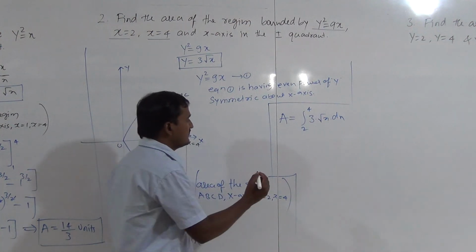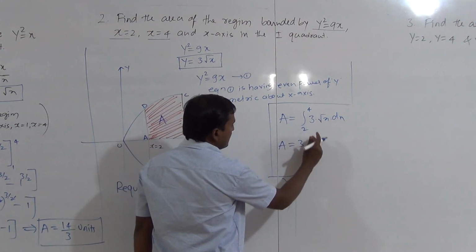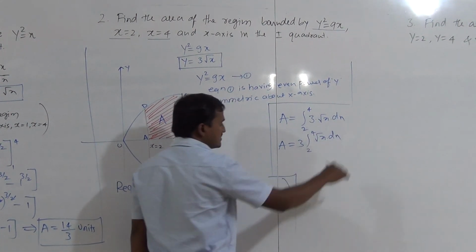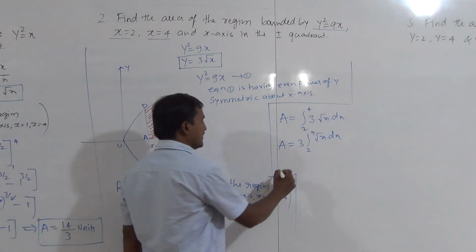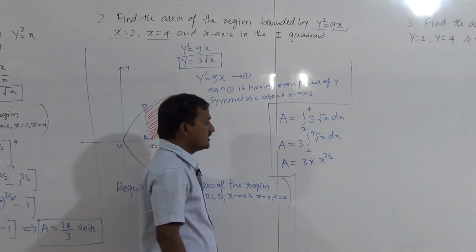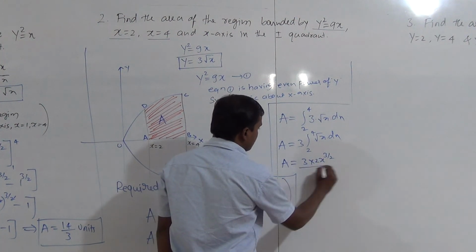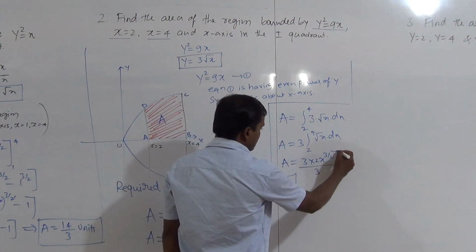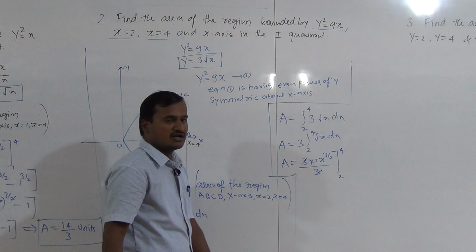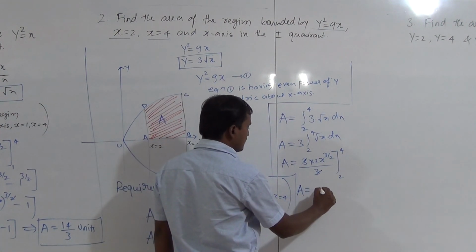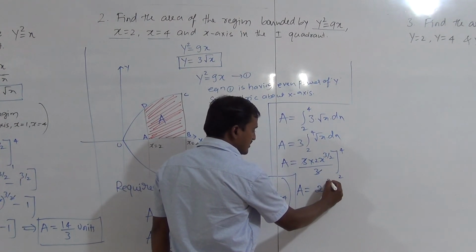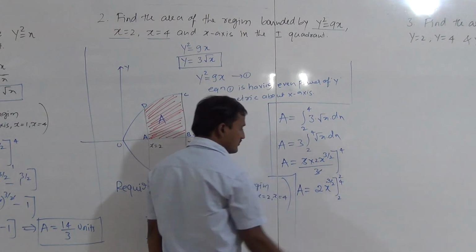Is it right? So simplify this one. A is equal to 3, so remaining is the integration from 2 to 4 of root x into dx. What is the integration of root x? Integration of root x is x to the power 3 by 2 divided by 3 by 2. I will take 2 to this side, upon 3, over the limit 2 to 4. Here this 3 and this 3 will get cancelled. So what is remaining here? A is equal to 2 into x to the power 3 by 2 over the limit 2 to 4.